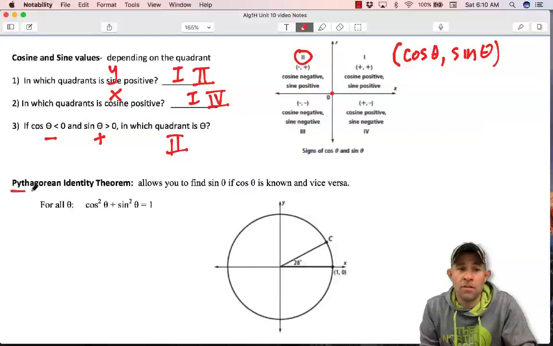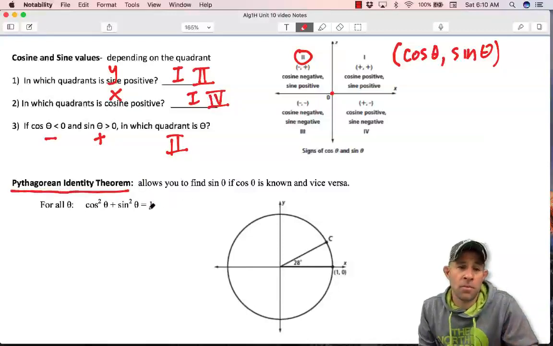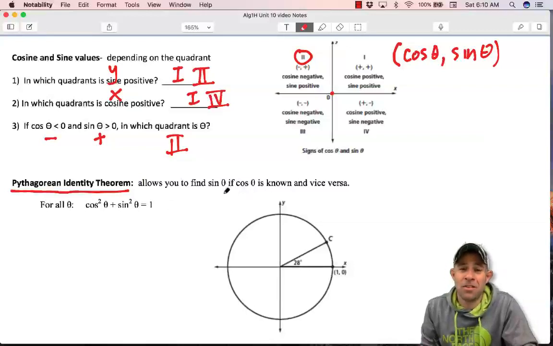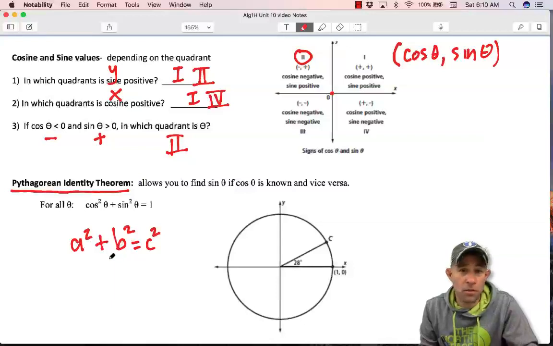All right, now here's a very important identity theorem that we learned, and it's called the Pythagorean Identity Theorem. Now you guys learned what the Pythagorean Theorem is a long time ago. You learned that a squared plus b squared equals c squared. In other words, the sum of the squares of the two legs of a right triangle is equal to the square of the hypotenuse.